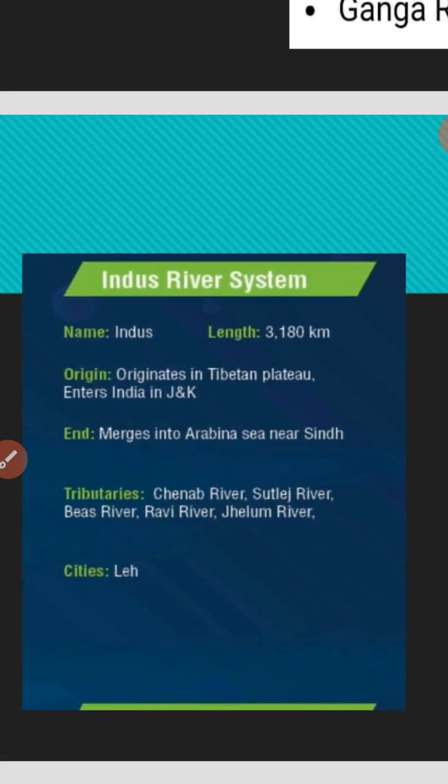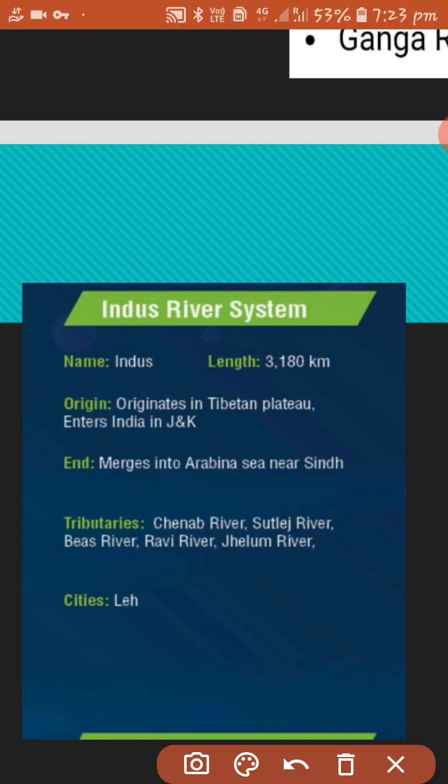In a gist, the Indus river system: the Indus, length 3180 km, originates in the Tibetan Plateau, enters India in Jammu and Kashmir, and merges into the Arabian Sea near Sindh. Chenab, Sutlej, Beas, Ravi, and Jhelum are the main tributaries of the Indus. And which city is situated on the river Indus? Leh. Leh is situated on the river Indus.